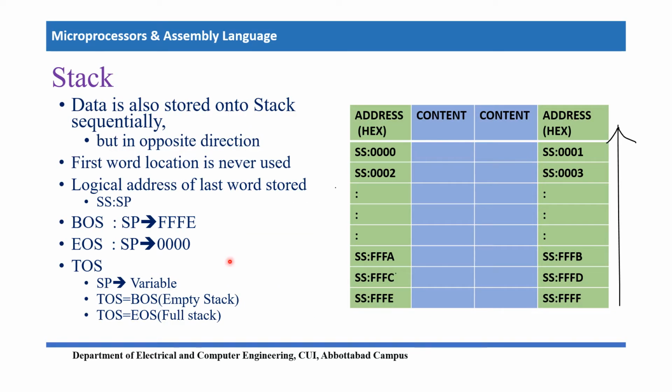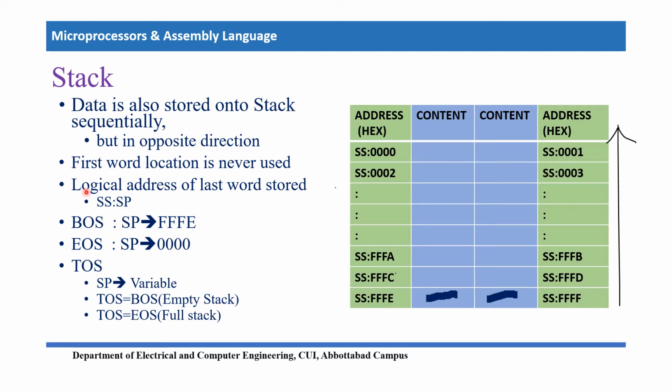Okay, in this slide we are listing some facts which we learned in the last lecture. The very first point is data is always stored sequentially in a stack in reverse direction, as we discussed in the last lecture. Then we learned the first word location is never used. That means this location, let me highlight it. This location is never used. We learned the reasons not to use this particular location.